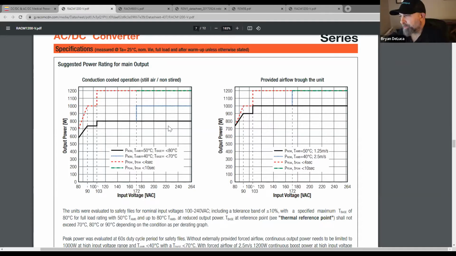So what are some of the other advantages of using RECOM medical grade power supplies? If you had to make a list, what is your top bulleted list? What are the advantages here?